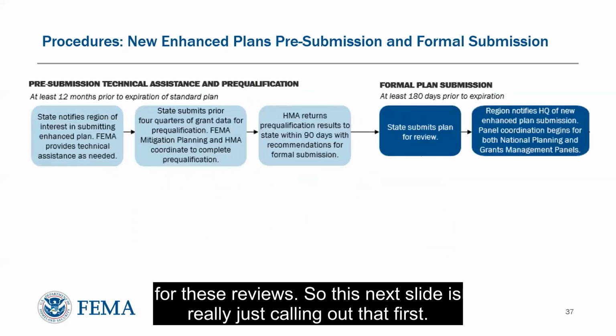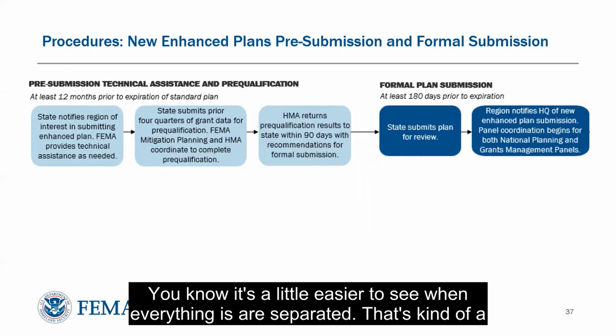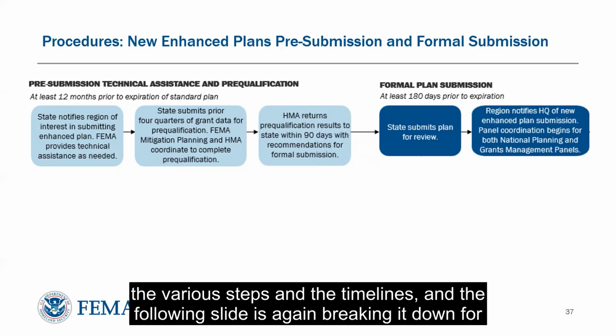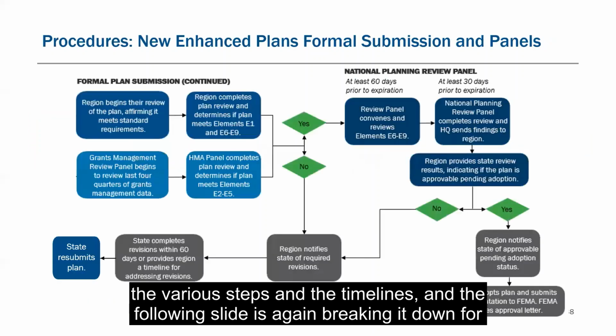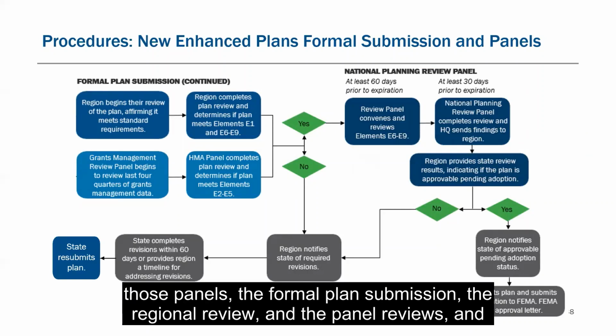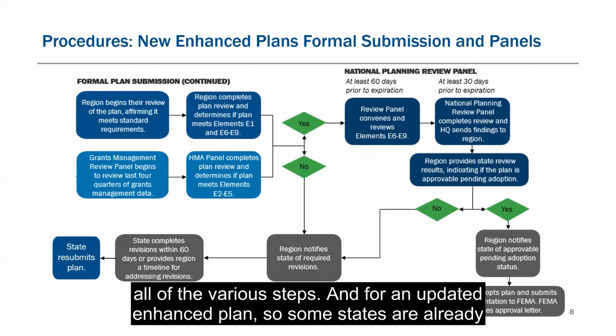So this next slide is really just calling out that it's a little easier to see when these are separated. That first chart that we were showing you is a kind of busy flow chart. But again, you can see here the various steps and the timelines. And the following slide is, again, breaking it down for those panel, the formal plan submission, the regional review and the panel reviews, and all of the various steps.